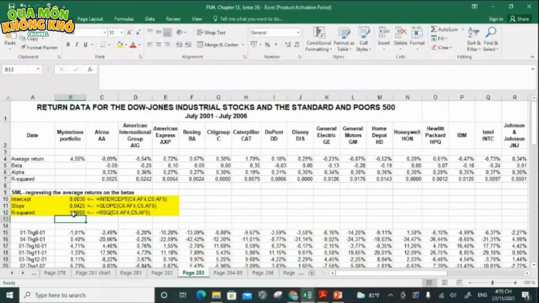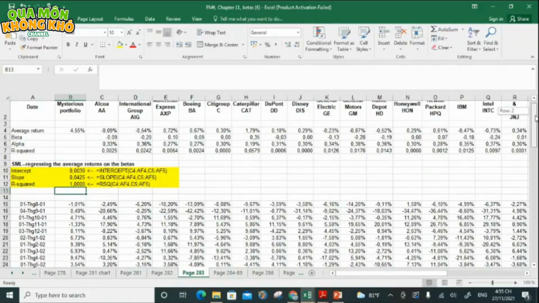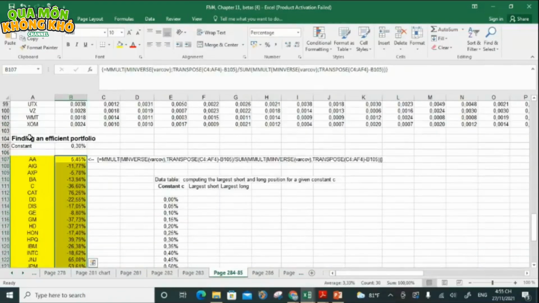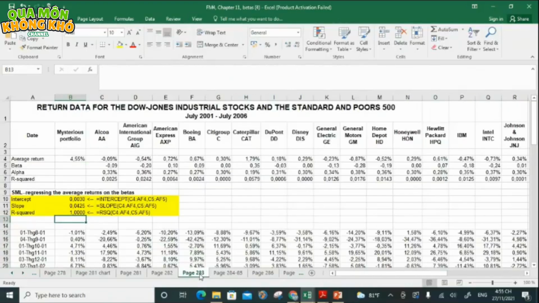So that means that the resulting regression has an intercept of 0.03 and a slope of 0.0425, and it has an R square of 100%, which means the goodness of fit is high. That is why we replace the S&P 500 index by the mysterious portfolio, by finding an efficient portfolio.